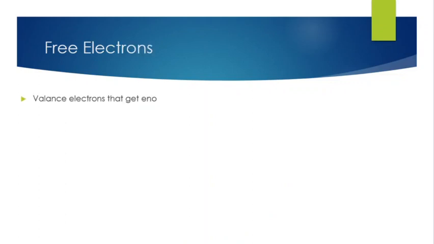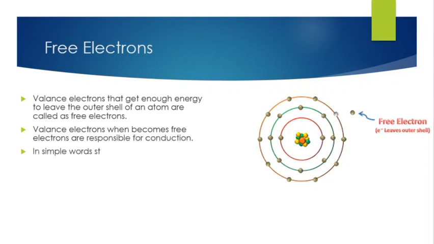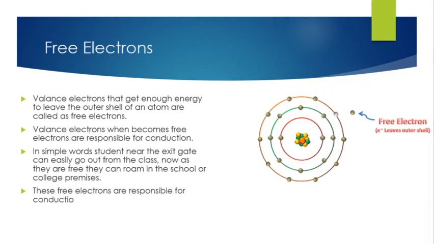We will move to our next term, free electrons. Valence electrons that get enough energy to leave the outer shell of an atom are called free electrons. You can see in this image. Valence electrons, when they become free electrons, are responsible for conduction. In simple words, students near the exit gate can easily go out from this class now as they are free to move. They can roam in the school or college premises.